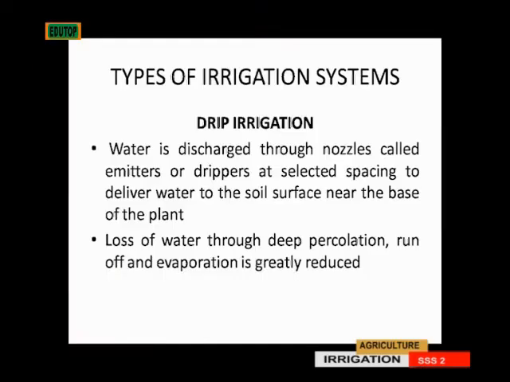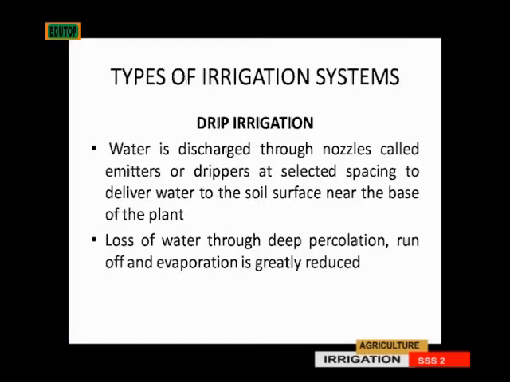Now, the second form of overhead irrigation is the drip irrigation. In this method, water is discharged through the nozzles called emitters or drippers at selected spacing to deliver water to the soil near the base of the plant. So they put the nozzles or the emitters at specific, selected places, to deliver water to the base of the plant. Then loss of water through deep percolation, runoff and evaporation is greatly reduced by this process.